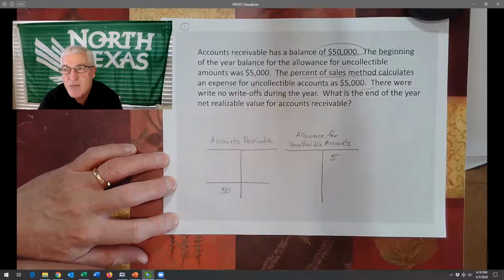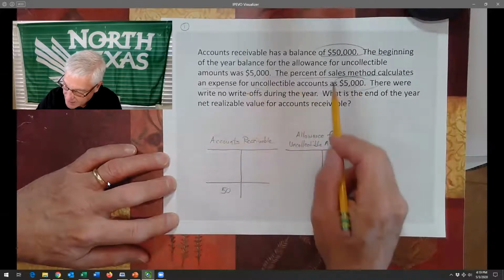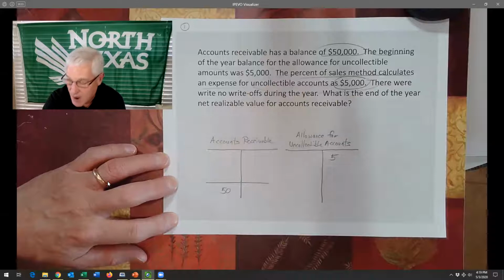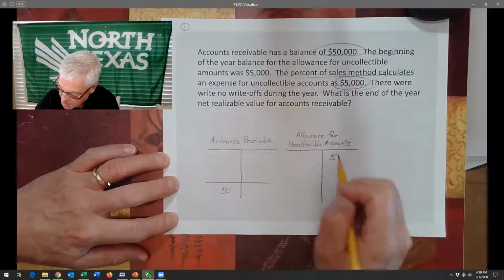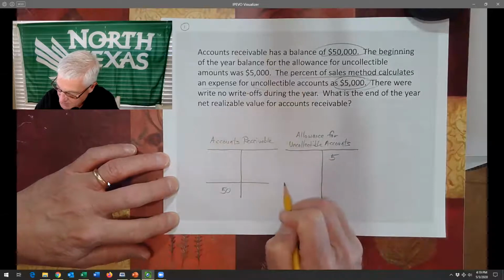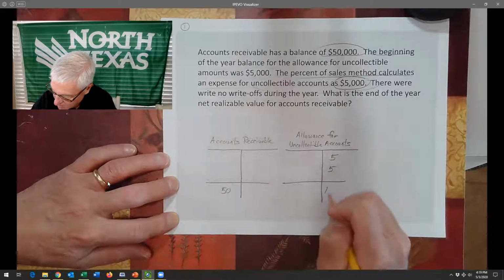So in other words, if we had $100,000 of credit revenues during the year, and we think on historical experience about 2% of those go bad, then we would just use 2% times 100,000, $2,000 in expense. In this problem, they've already told us that the calculation was 5,000. So I'm going to debit uncollectible expense and credit my allowance. The beginning balance, I got another 5 here. So I end up with 10.